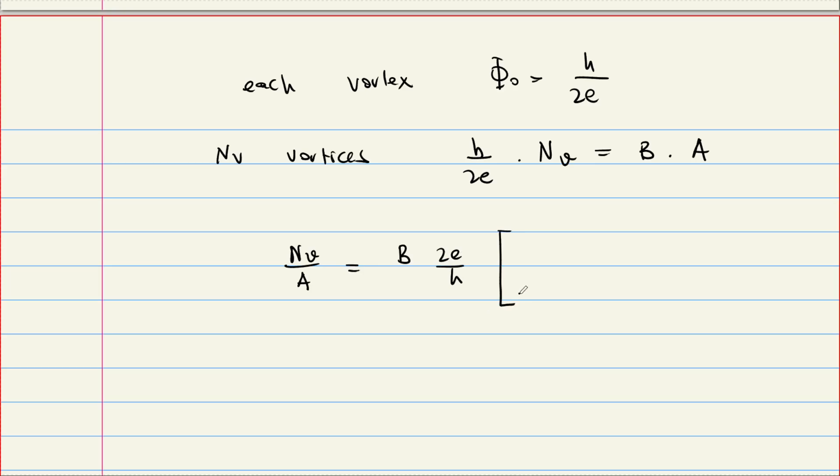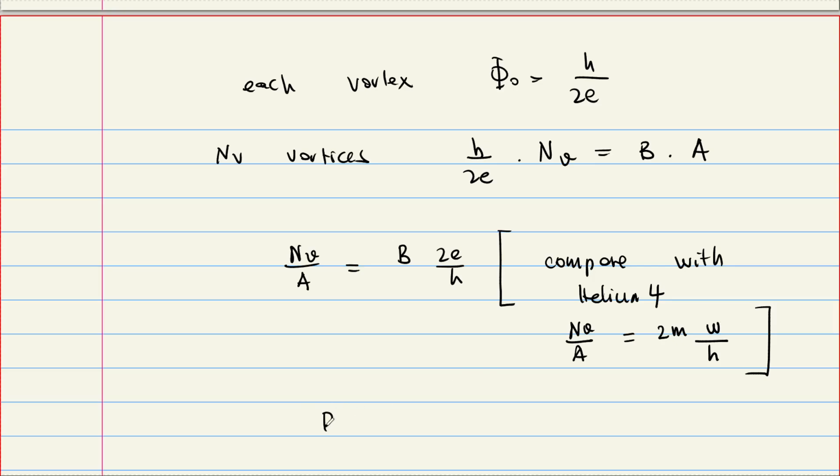And if you remember, you can compare this with helium-4. In the helium-4 case, we had rotation vortices from the rotation, and we found the so-called Feynman relation, M omega over h, right? The role of the magnetic field is taken by the rotation in superfluid helium, but otherwise the physics is exactly the same. So B is identified with omega in the superconductor.